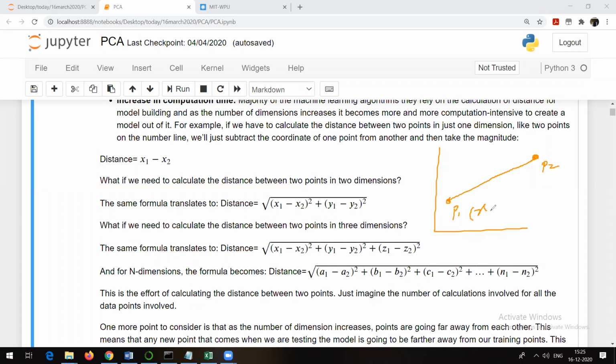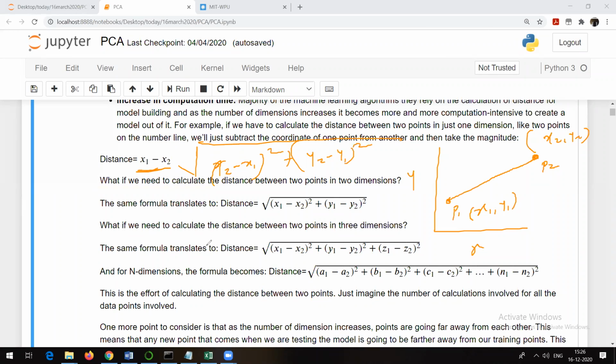Now we know point P1 is represented like x1, y1 because it's two-dimensional data, x-axis and y-axis, and this is x2, y2. Now, how to find the distance between 2 points in a plane? The formula is: square root of (x2 minus x1) whole square plus (y2 minus y1) whole square. That is in case of two-dimensional data. In case of one-dimensional, it will be x1 minus x2, as simple as that.